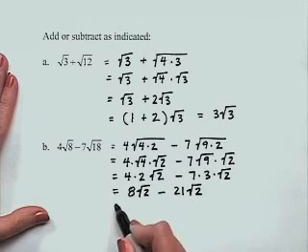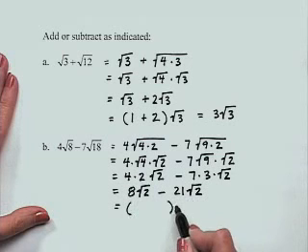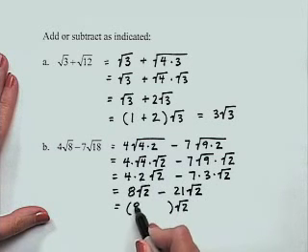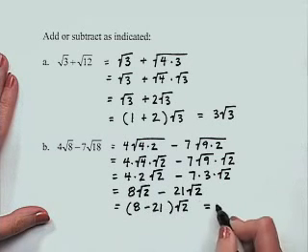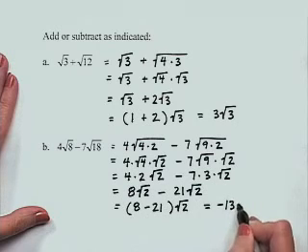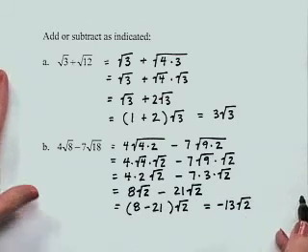We now can factor the square root of 2 out of both terms. Leaves us with 8 minus 21. And now evaluate 8 minus 21 is going to be a negative 13 times the square root of 2 as our result.